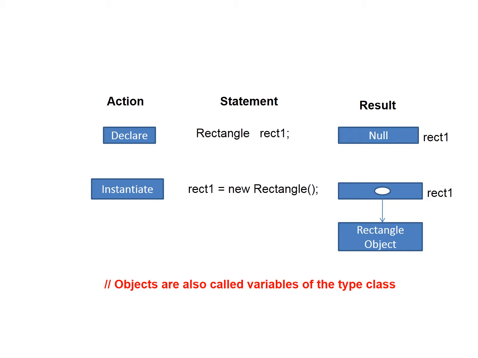This is a diagram form of that previous example. The action is declaration, the statement is Rectangle rect1. When we declare the object of any class, only a space is given and it does not contain any reference to the object of the class. Next, when we instantiate that object with the help of the new operator, memory is allocated to the Rectangle object. Now it has created a reference to the Rectangle object, and here rect1 is the reference.